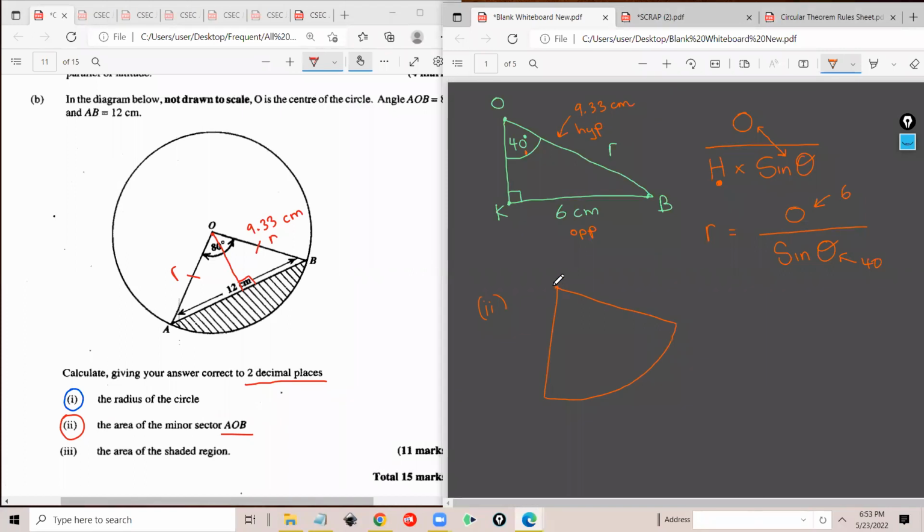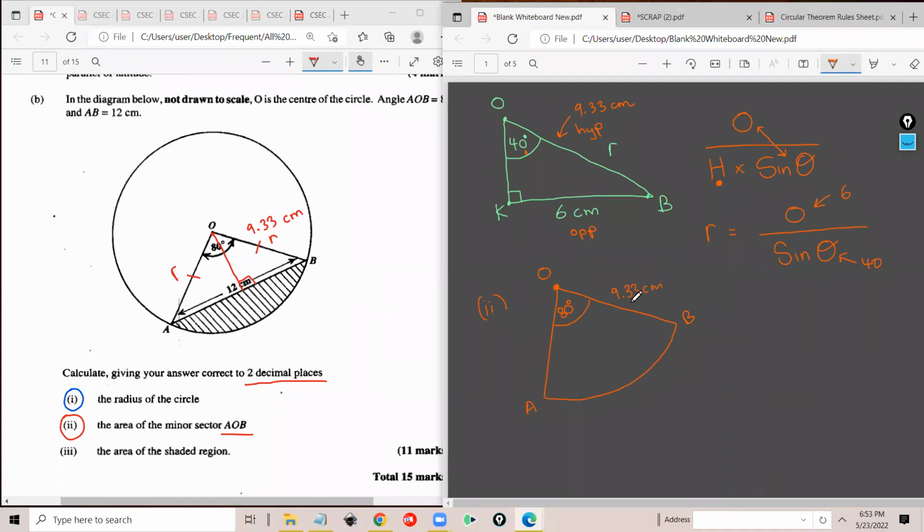So this is what we have so far. Here's O, here's A, and here's B. And they want us to find the area of the pizza slice. And it was so nice of the examiner to give us the angle of 80 degrees. What we had to work out here was 9.33.